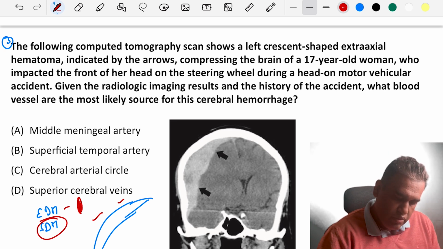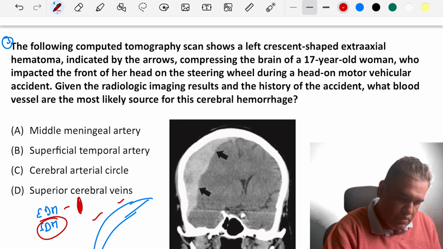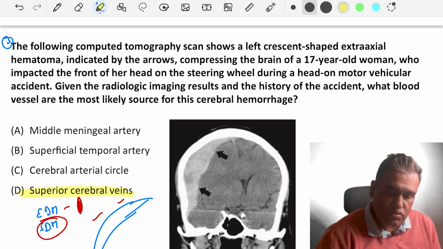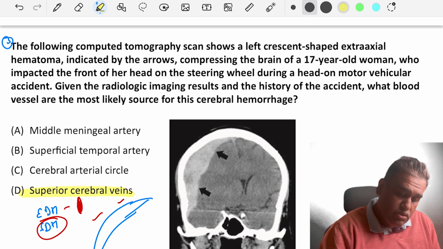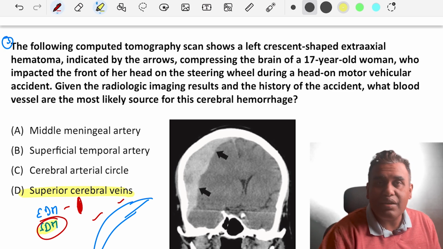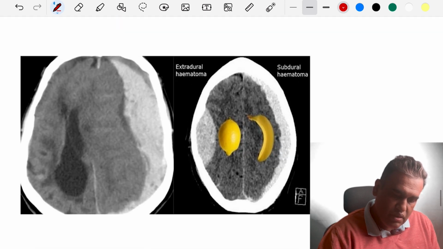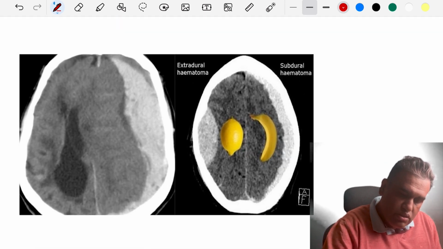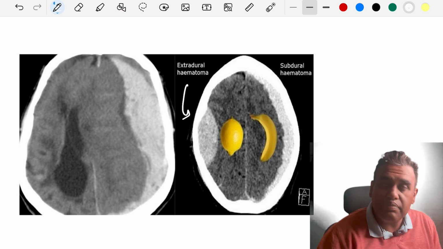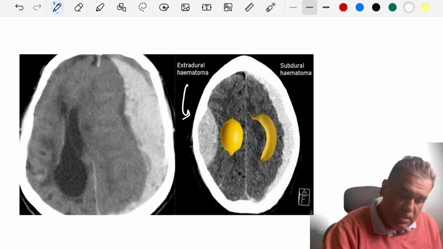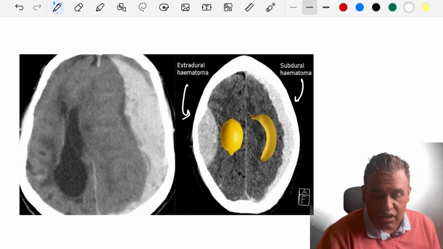So here, if you look at the options, only option number D is telling us about the superior cerebral veins, and hence this would be the answer, because it is actually the subdural hemorrhage, not the epidural hemorrhage. If you look at the differences over here, this shows the epidural hemorrhage picture, smaller, and this over here, which is spread to the half, is a subdural hematoma or subdural hemorrhage.